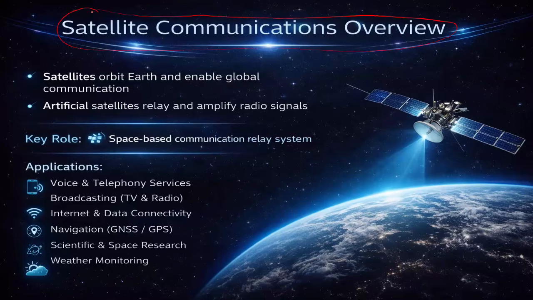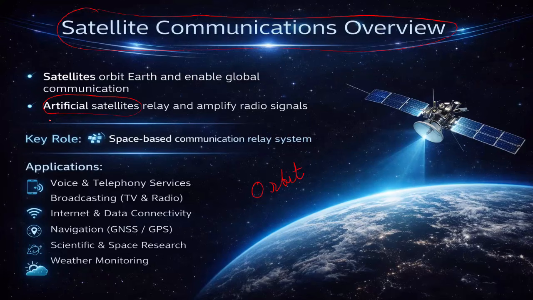What is a satellite? A satellite is simply an object in space that orbits around a larger object, in our case, the Earth. In simple terms, a satellite moves around the Earth in a fixed path called an orbit. When we talk about communication systems, we are mainly referring to artificial satellites. An artificial satellite is a man-made object placed in orbit. Its main role is to relay and amplify communication signals.